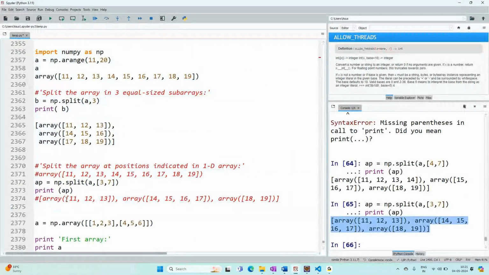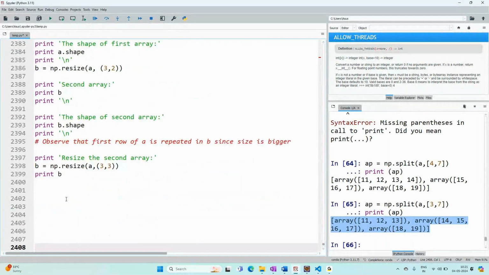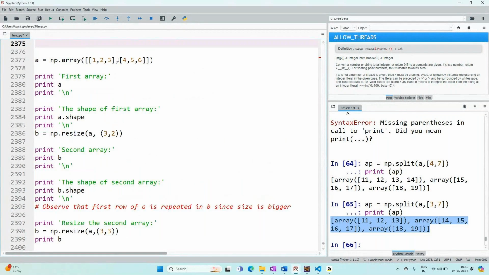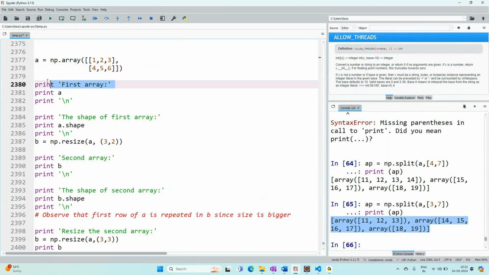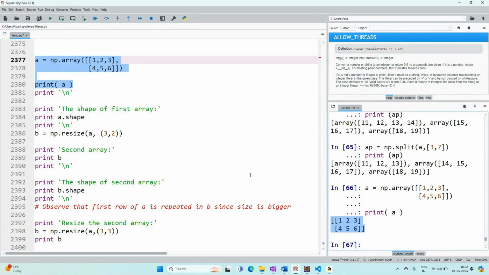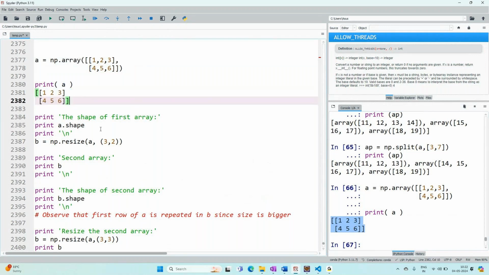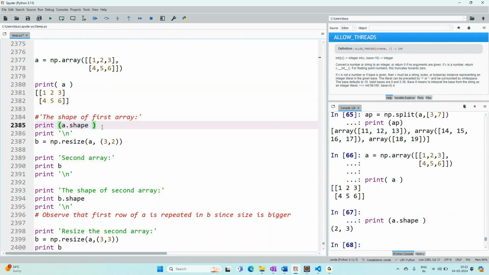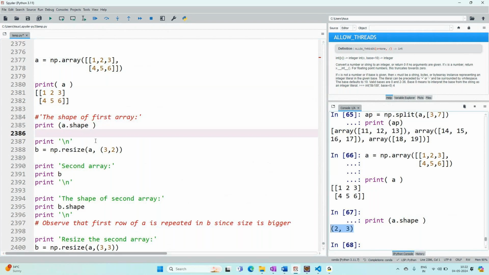So what is my original array? It is going to be something like reshape only, so we'll try and understand the difference. What is the first one? Print of A. What does it give? It gives you an array: 1, 2, 3, 4, 5, 6. What is the shape of the first array? It is 2 by 3. Shape is 2 by 3.